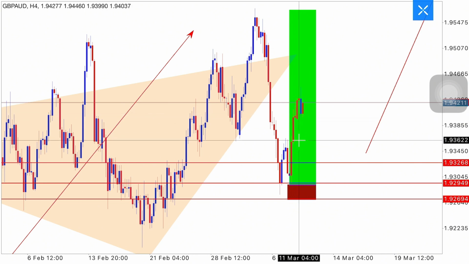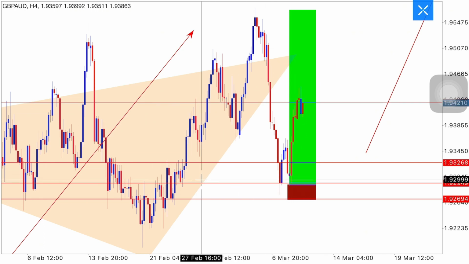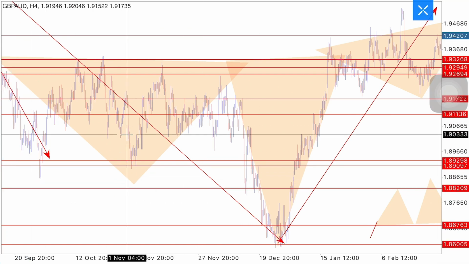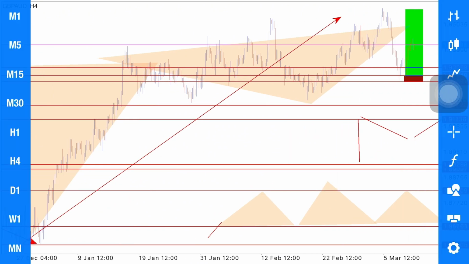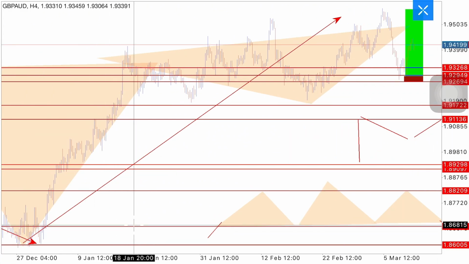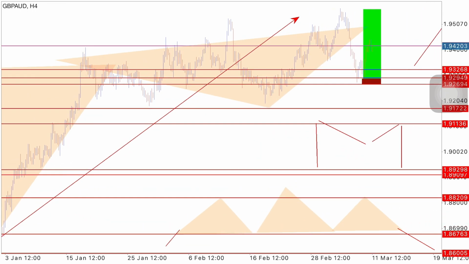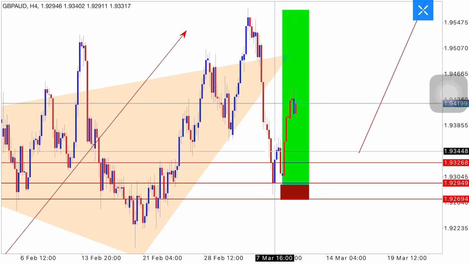Our entry point would have been at this point here, because we would have seen and known that this level is the base of our head and shoulders, or rather our inverse head and shoulders, as we've explained here. And also, with such confirmation from this market as a double bottom, we will have enough confirmation to enter a buy position to the upside.